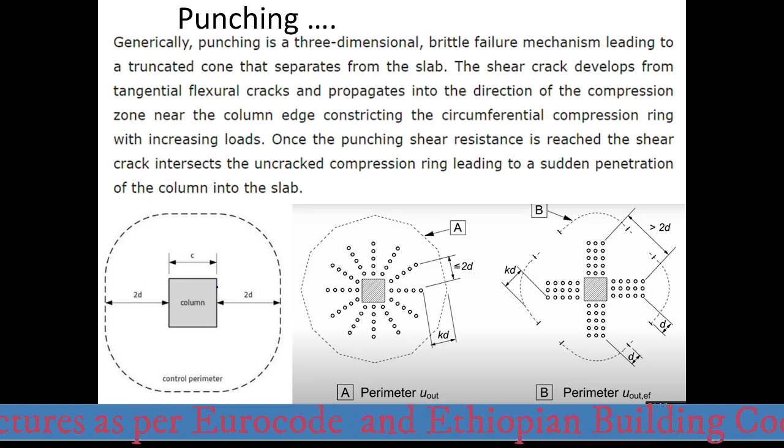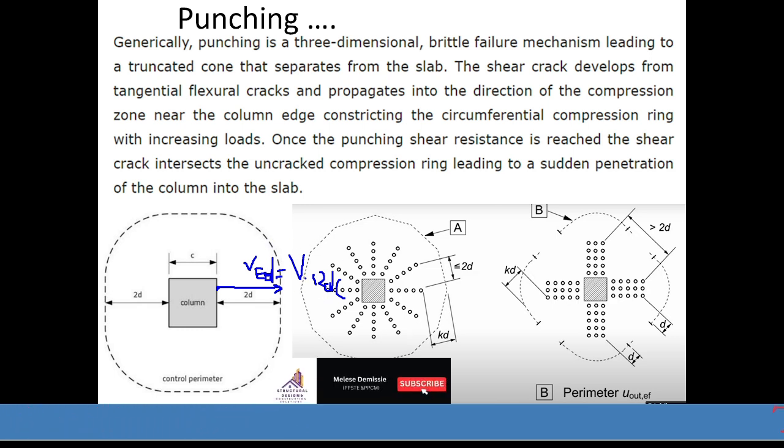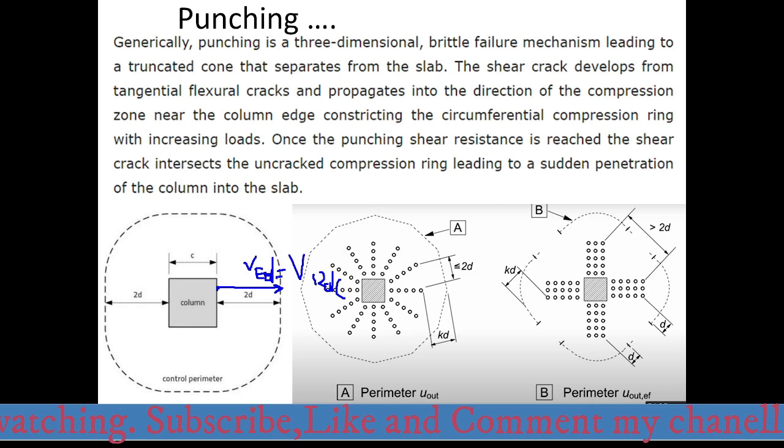Here the punching shear starts from the face of the column and it propagates up to the basic parameter of the punching zone. So here, at this point, that is VED, the shear force which is coming from the superstructure, equals VRDC. That means the shear resistance of the concrete will be equal to the shear force coming from the superstructure at this point.